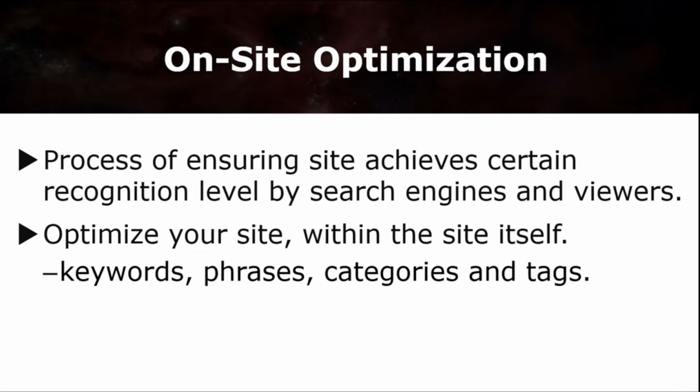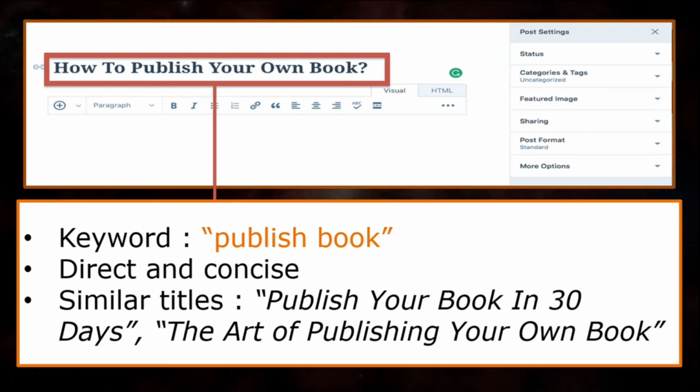Let's first discuss the on-site optimization. This agent is known for the process of ensuring that your own site would achieve a certain recognition level by both search engines and your viewers. The approach is direct. All you need to do is optimize your site within the site itself. Now, how do you do that? You'll need to ensure that you put the right keywords, phrases, categories, or even tags. Why? Well, Google will need to know the subject matter of your site in order to steer it to the right search results.